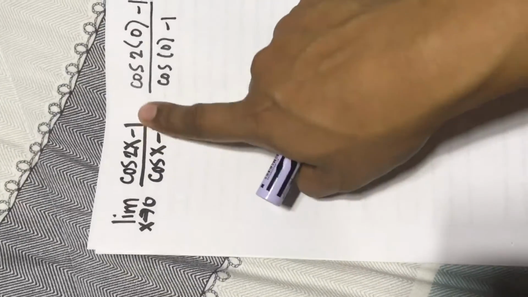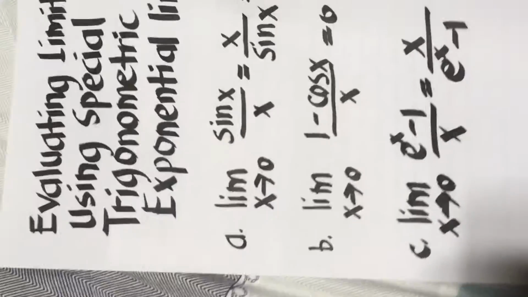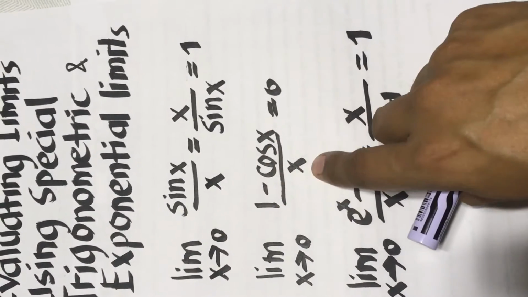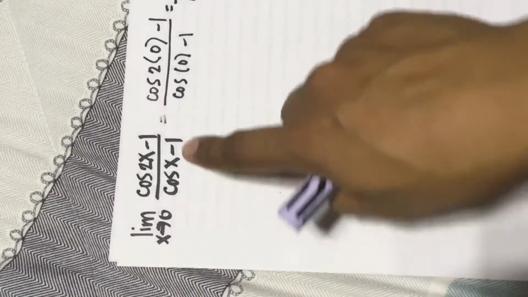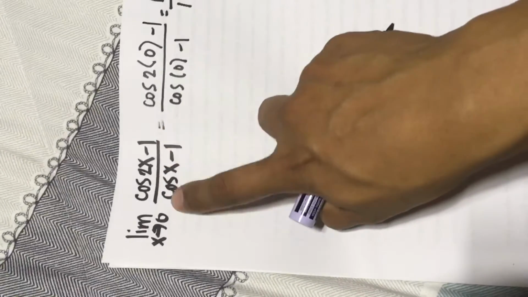Okay, so cosine 2x minus 1, we all know that in our special limit, we have the limit of 1 minus cosine x over x equal to 0. So, we have to use that cosine 1, we need 1 minus cosine x over x. Okay, but this one is cosine 2x minus 1 over cosine x minus 1.